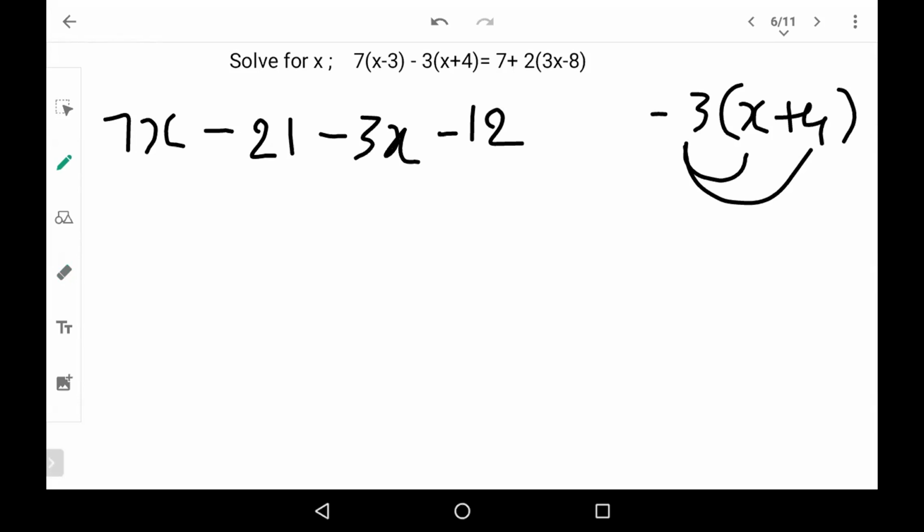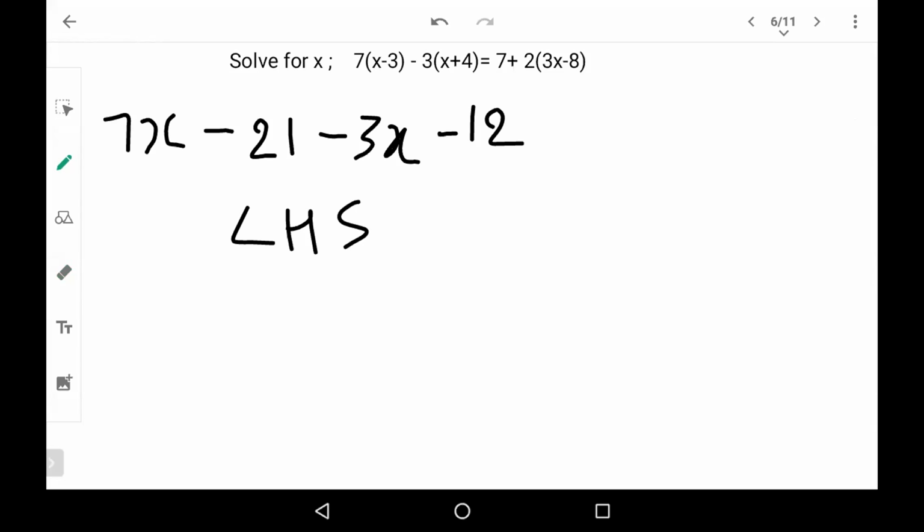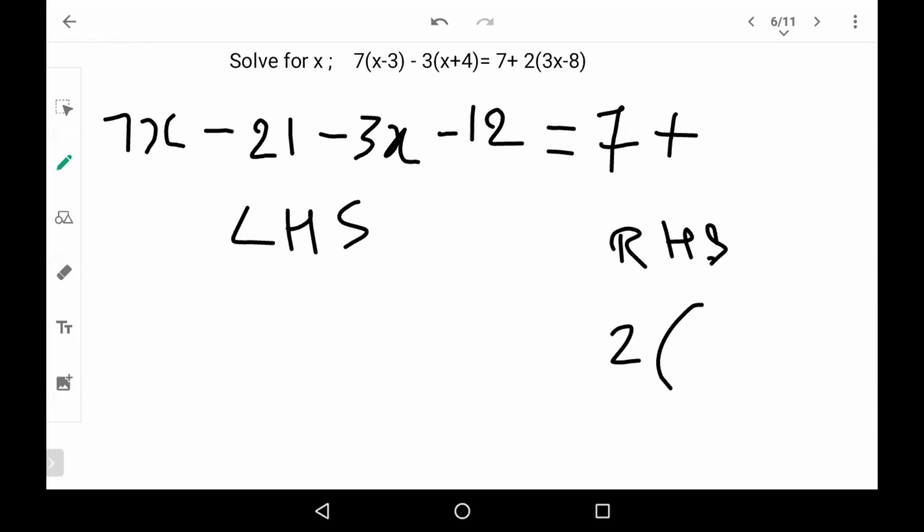Everybody is clear until here? Okay, so this is your LHS. Now let us go to the RHS part. Now RHS, there is 7. 7 is a constant. So we will keep that 7 as it is. Then going further, we have 2 into 3x minus 8.